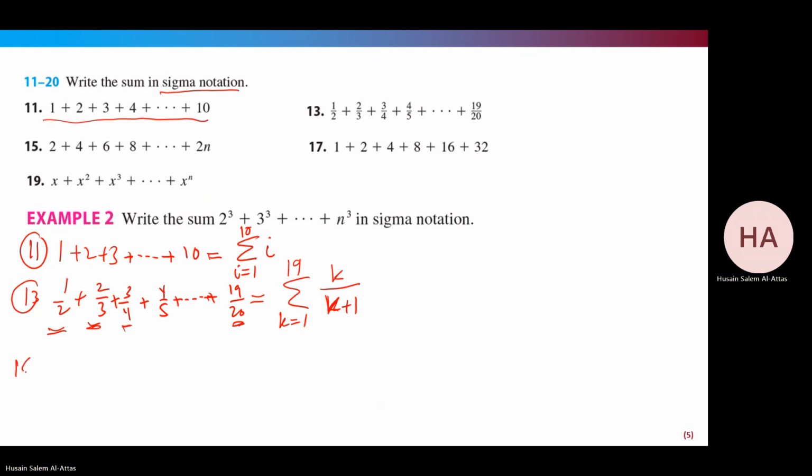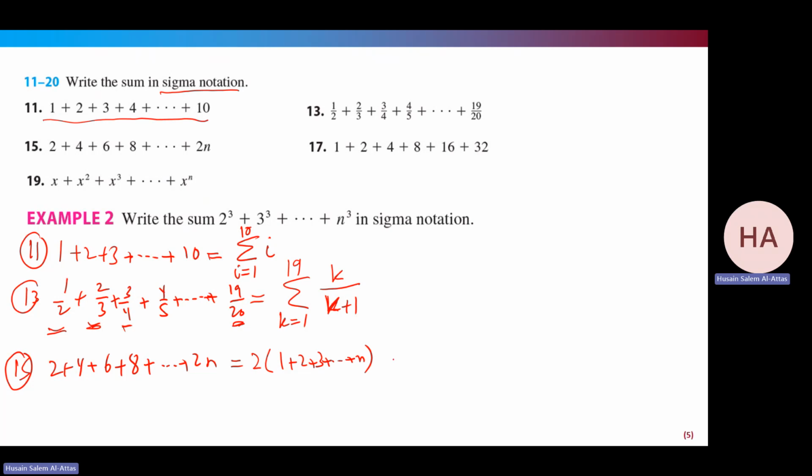15. 2 plus 4 plus 6 plus 8 plus up to 2n. I want to write the summation. So I can make it what? Yeah, very easy. I can take 2 as a common factor.